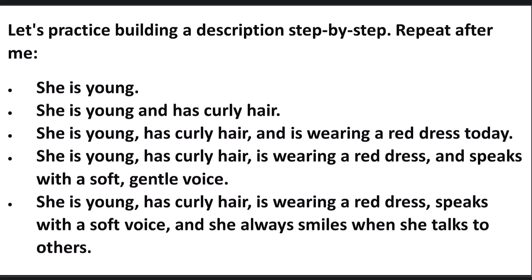Let's practice building a description step by step. Repeat after me. She is young. She is young and has curly hair. She is young, has curly hair, and is wearing a red dress today. She is young, has curly hair, is wearing a red dress, and speaks with a soft, gentle voice. She is young, has curly hair, is wearing a red dress, speaks with a soft voice, and she always smiles when she talks to others.